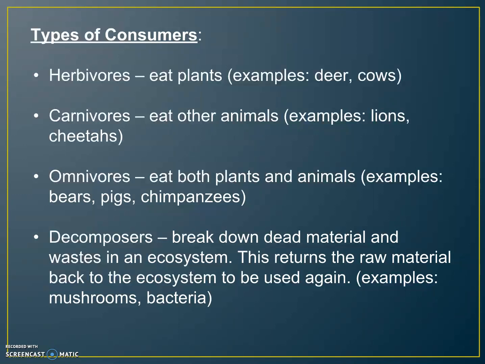Lastly, there are decomposers. They are the ones that break down dead material and waste in an ecosystem, but they break it down and they kind of return it back to the ecosystem to be reutilized by those primary producers, again, that we're going to be talking about in the future. So examples would be mushrooms, bacteria, those sorts of living things.